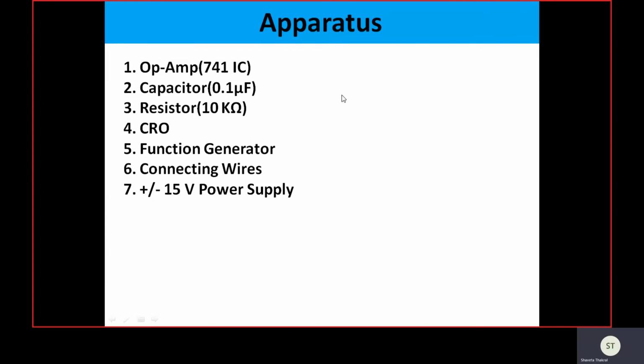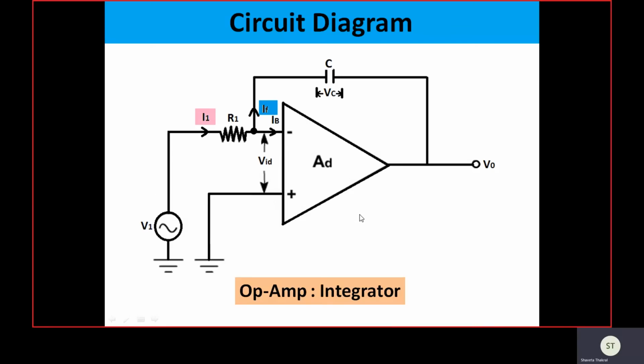So if we are performing this experiment physically in the lab, we are going to use operational amplifier IC741, capacitor in the feedback path with the value 0.1 microfarad, the input resistor that is 10 kilo ohm, or we can take it as 1 kilo ohm also. Then we need CRO to observe the input and output waveform, function generator to provide the input waveform, connecting wires, and the dual power supply rail plus minus 15 volt. This is the circuit diagram we are going to refer if we perform this experiment physically in the lab.